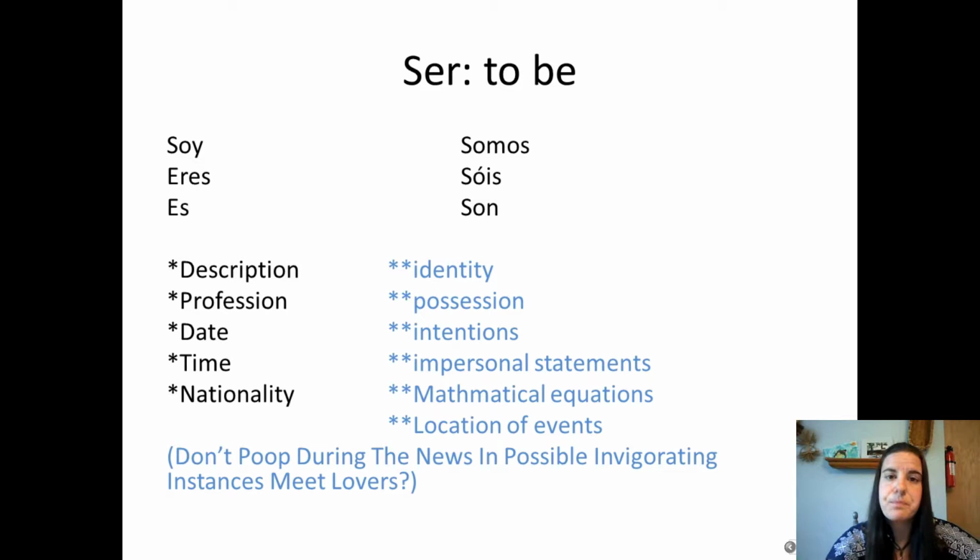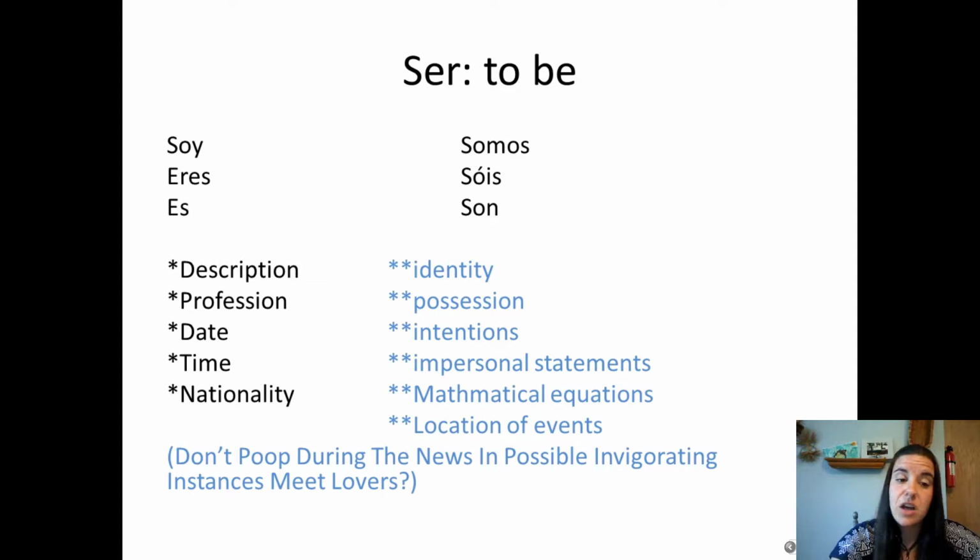For example, la fiesta es en el parque. The party is in the park. Or if we could replace the is with will happen at, la fiesta will happen at el parque. That's how you know you use ser.